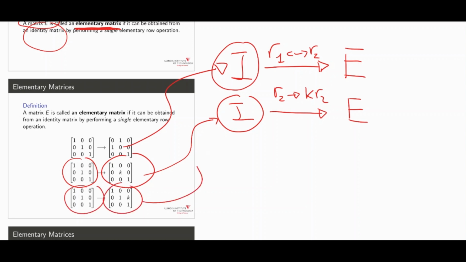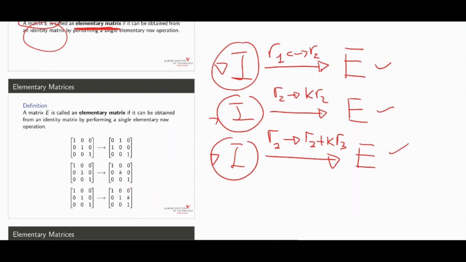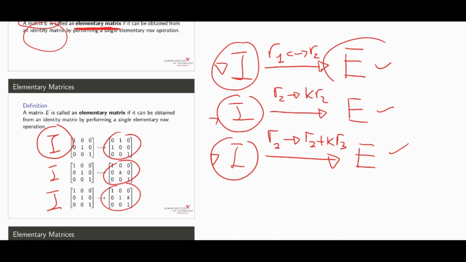Same with this one right here. You take an identity matrix and you perform a single row operation, and that row operation is taking the second row plus k times the third row in order to get to this matrix right here. So these are all elementary matrices. Why? Because by definition, these are the type of matrices that you can obtain by doing a single row operation on the identity matrix.